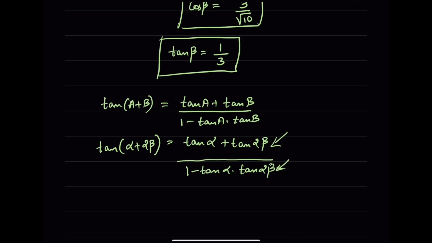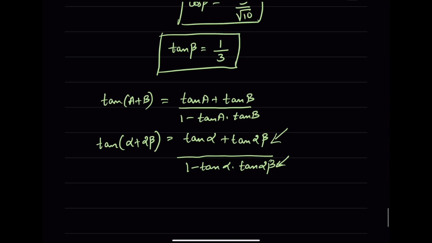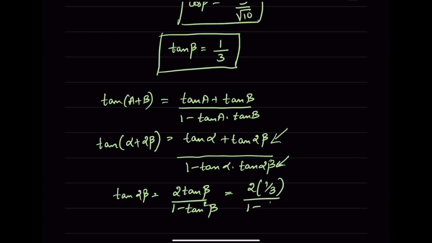How do we get the value of tan 2 beta? We know that tan beta is 1 by 3. So tan 2 beta is 2 tan beta by 1 minus tan square beta, correct? Which is nothing but 2 tan x by 1 minus tan square x. So 2 times 1 by 3 divided by 1 minus 1 by 9. So this will be 2 by 3 divided by 8 by 9. So this will be 6 by 8, which is 3 by 4. So tan 2 beta is 3 by 4.